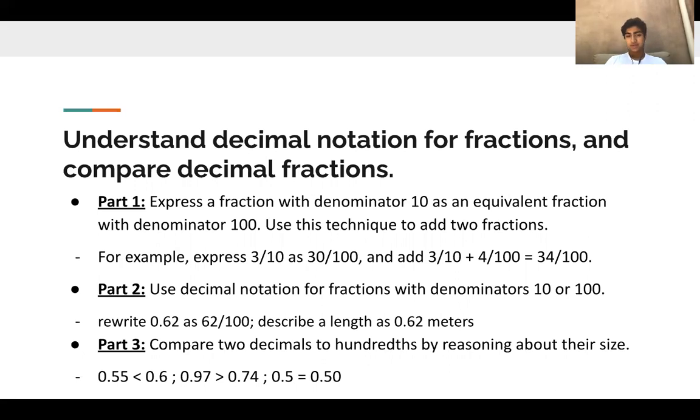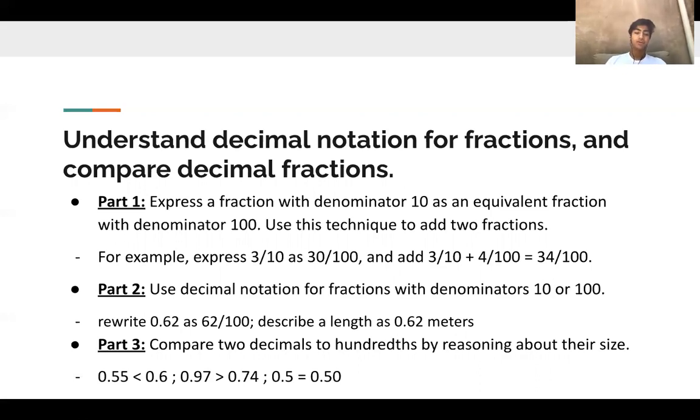Let's look at 3/10. 3/10 is the same as 30 over 100. So if you look at 3/10, it represents 30 over 100 in the same way as 30 over 100 would be represented. Now 4 over 100 is added to 3/10, and you say, since 3/10 is 30 over 100, it's simply going to be 34 over 100 for the answer.